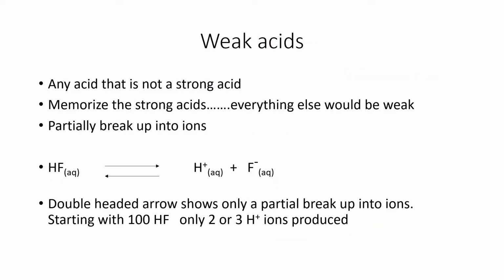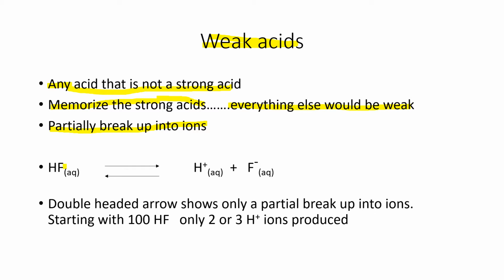Any acid that's not in our list of strong acids is a weak acid. So that's why it's so important to memorize those strong acids. Any acid that is not a strong acid, we want to identify as a weak acid. That's why it's really important that you memorize the strong acids, because everything else not on that list will automatically be weak. And what we're seeing with our weak acids is something very similar to weak electrolytes. These will partially break up into ions. We've actually already seen an example of a weak acid.